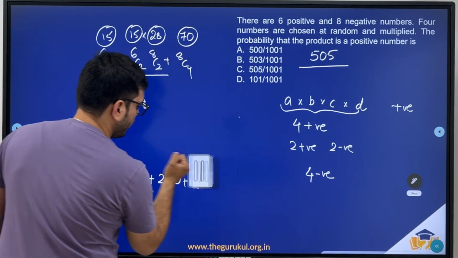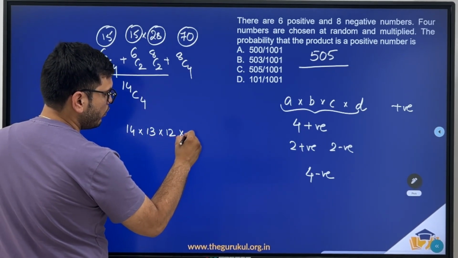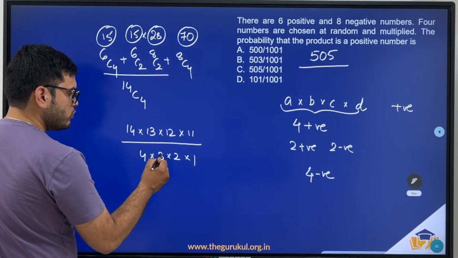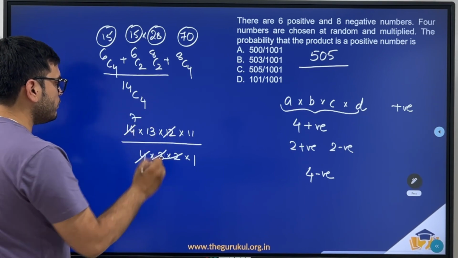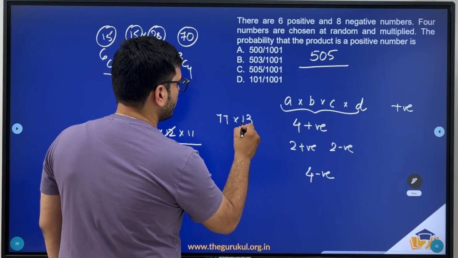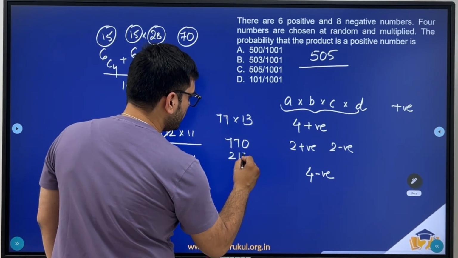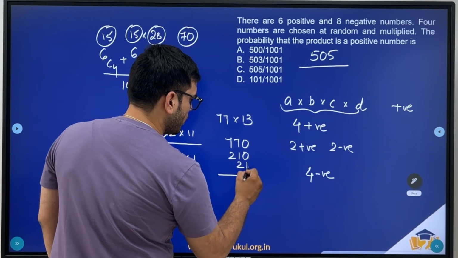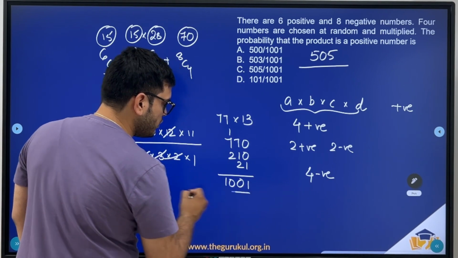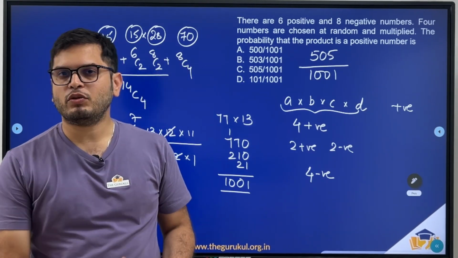Now what do we have in the denominator? 14C4. So that would be 14 into 13 into 12 into 11 by 4 into 3 into 2 into 1. So 4 3s 12, 2 7s 14. So 7 into 11, 77 into 13. Now 77 into 10, 770, 70 into 3, 210, and 3 into 7, 21. So this is 1, 7 plus 1, 8, 8 plus 2, 10, 1, 1001. So 505 by 1001 should be the answer to this question.